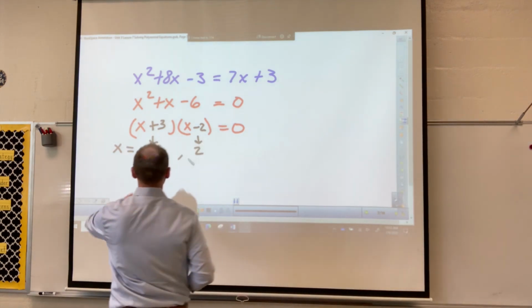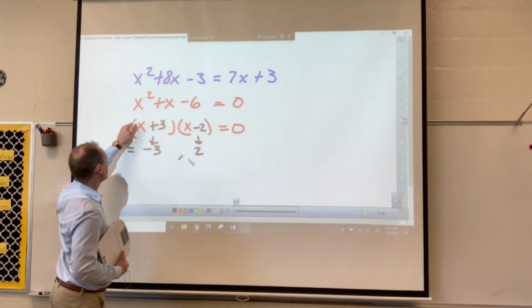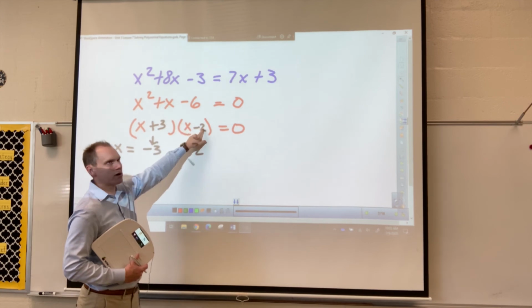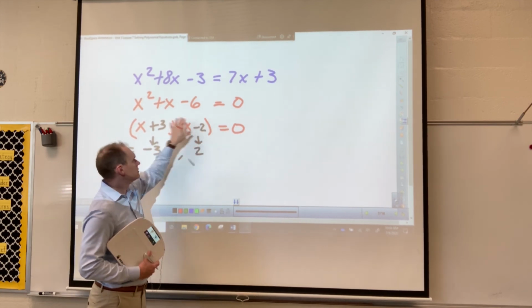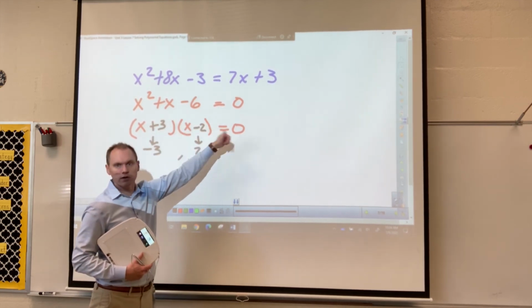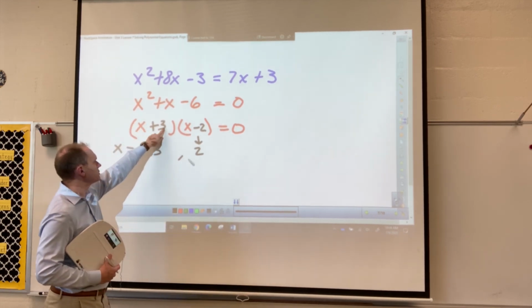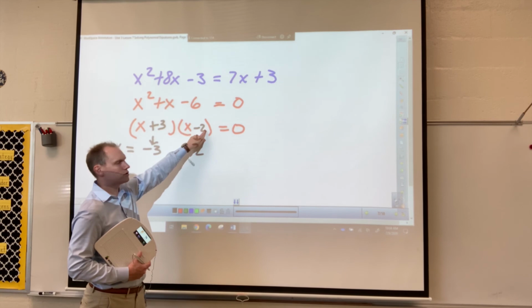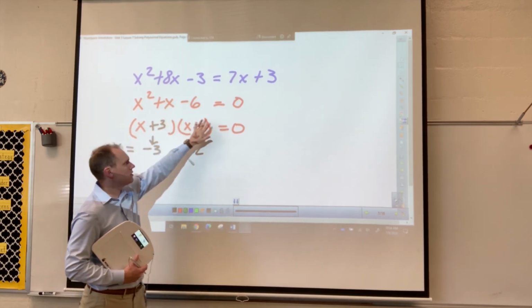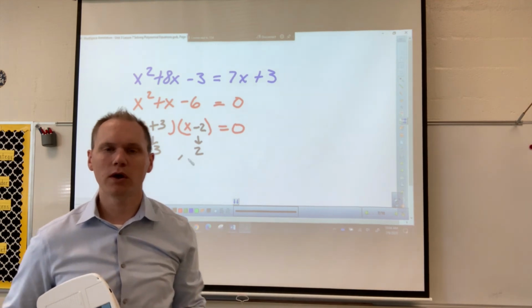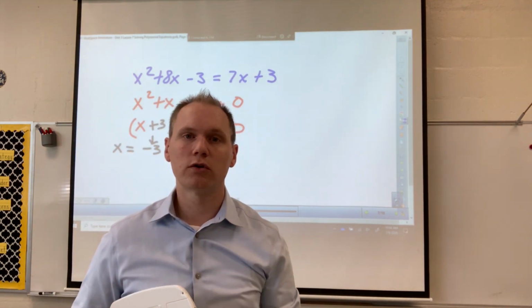All right, if we plug in -3 for both x's here, we get -3 plus 3 is 0. Times -3 minus 2 is -5. 0 times -5 is 0. So that works, right? -3 works. How about positive 2? Positive 2 plus 3 is 5. Positive 2 minus 2 is 0. 5 times 0 equals 0. So both of those satisfy the equation, which makes sense given what we saw graphically.